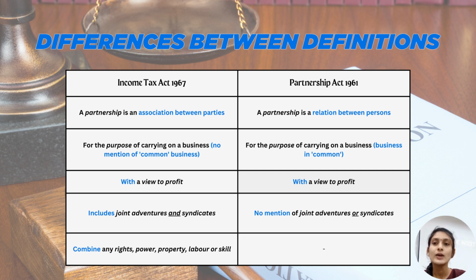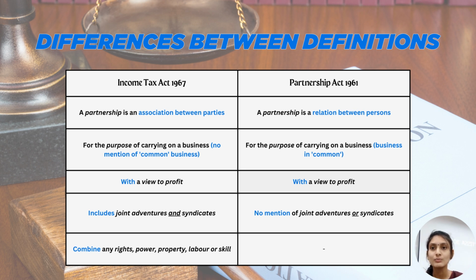And then if you look at the Partnership Act 1961, it says that partnership is a relationship between persons. So these are two different things. Income Tax Act 1967 says it's an association between parties, but the Partnership Act says it's a relationship between persons. Alright, and then the second thing, under the Income Tax Act 1967, the purpose of partnership is carrying on business.